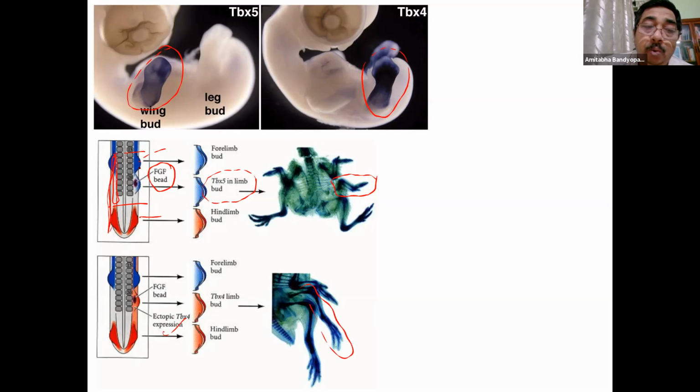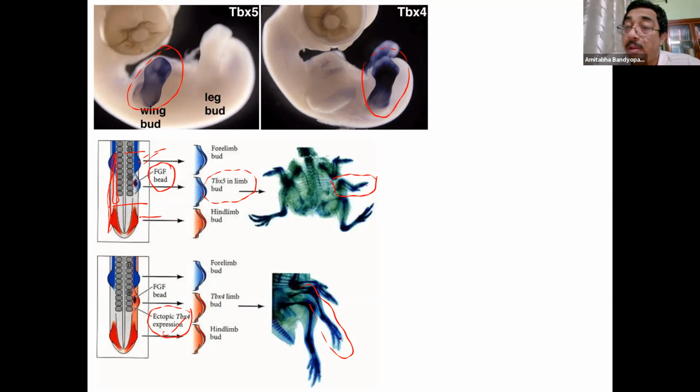So just because you are doing it closer to the wing bud, the supernumerary bud will express TBX5 just like the natural one, and it will form a wing bud. But you again put the bud close to the wing bud, but this time you override the information that is dictated by FGF by overexpressing TBX4. Now it superposes TBX4's function on the TBX5 zone and then converts what would have been a wing bud into a leg bud.